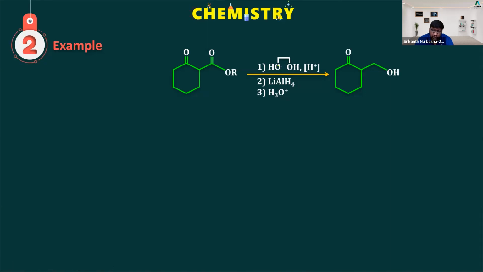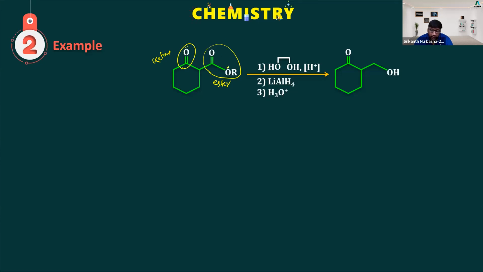First, I have treated this particular compound with ethylene glycol and H plus medium. What happens? Here C double bond OR is what group? C double bond OR is an ester, and C double bond O is a ketone. In ester and ketone, the lone pair of electrons on oxygen will attack the H plus first. And ethylene glycol is going to react with the C double bond O, not C double bond OR. Why?